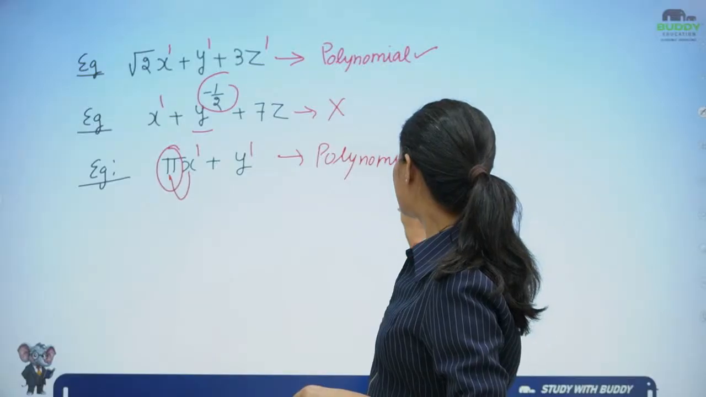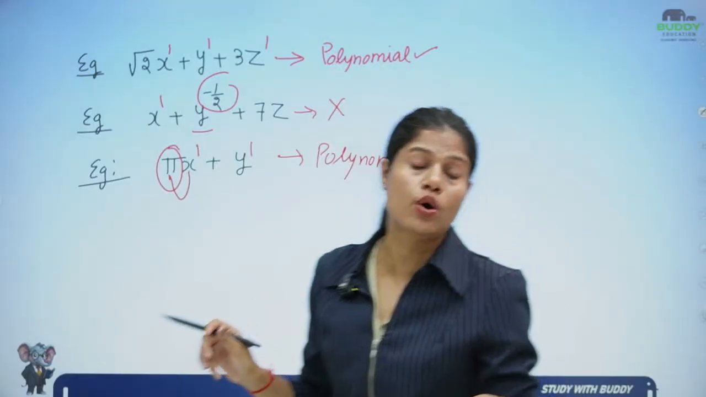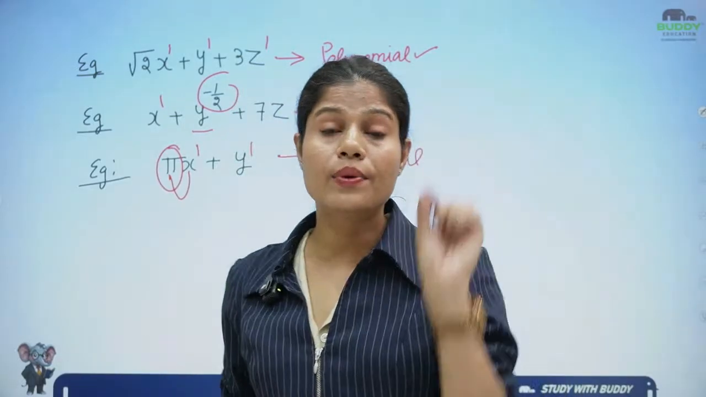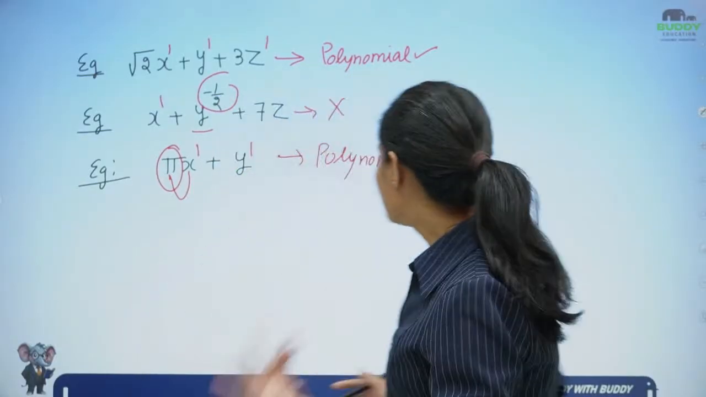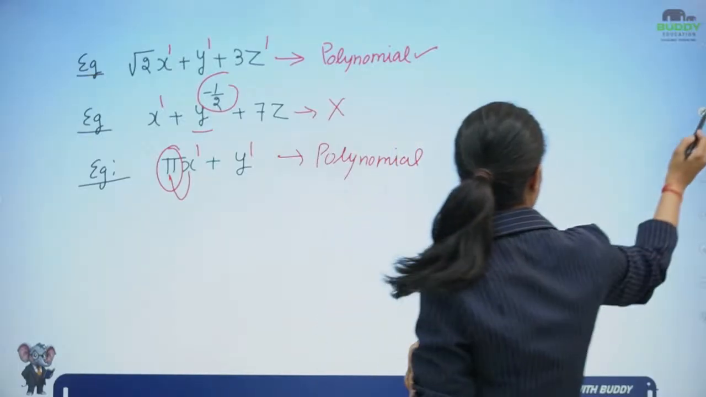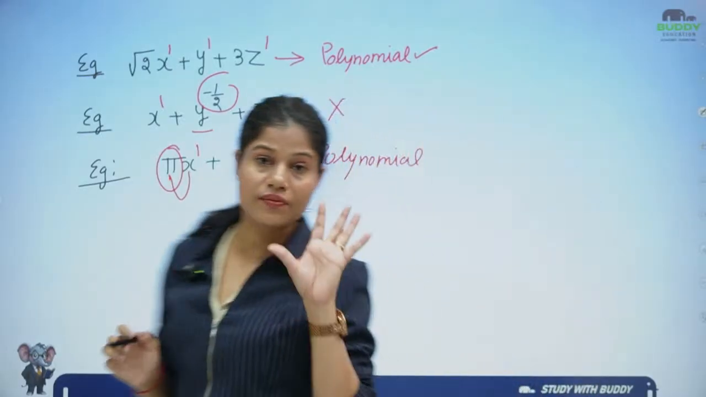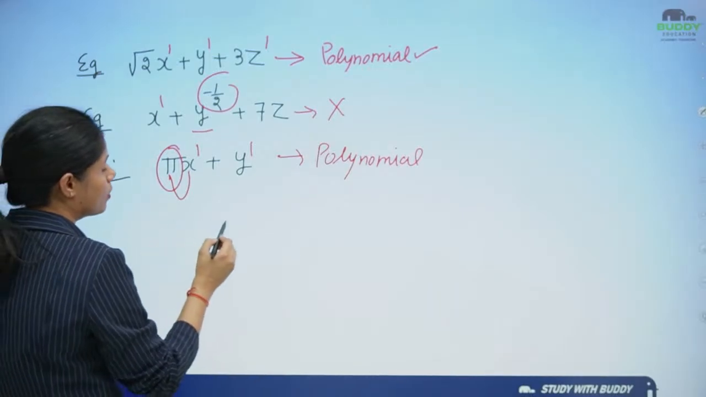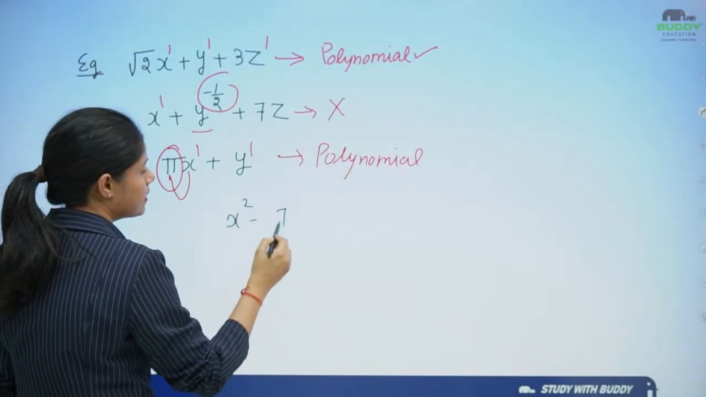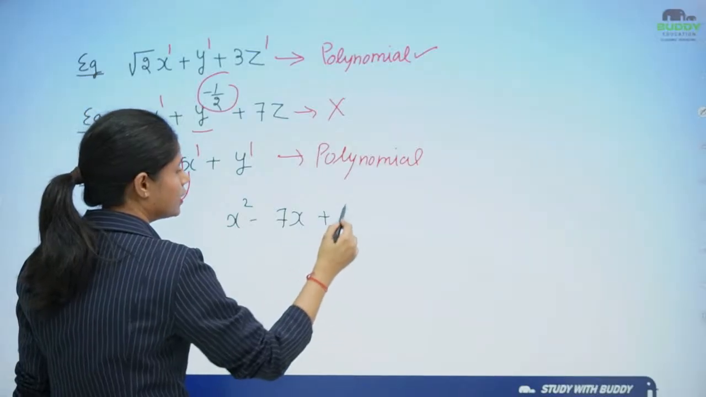Now, the kind of polynomials you will be talking about in your grade 9 will be polynomials in one variable, right? So you will generally be talking about polynomials of this kind where the variable will be only one at a time. For example, you can talk about x square minus 7x plus under root 2, right?